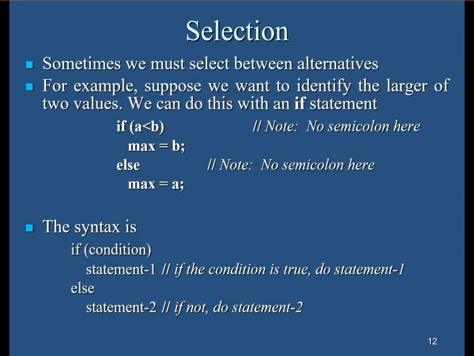We can do this with an if statement. How? If A is less than B, then the larger number will be B. But if this condition does not suffice, or this condition is false, then we'll go to else. So the maximum number will be A. So its syntax goes like this: if the condition gives the value true or false, we'll do statement 1, else statement 2.